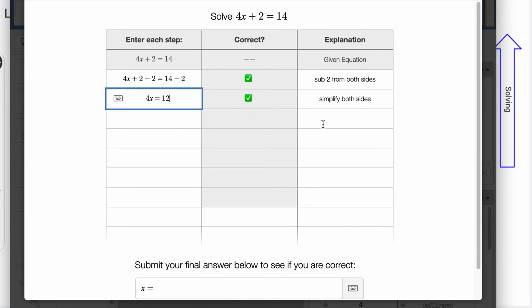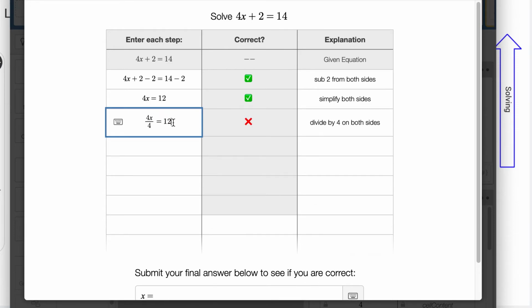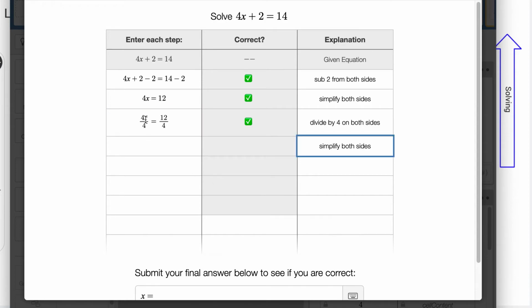I have to get rid of this times 4, and the way I'm going to do that is to divide by 4 on both sides. So I find it easier to just copy and paste it and then do whatever I said I was going to do. So I'm going to hit divide by 4 on the left, divide by 4 on the right. Lastly, I'm going to simplify both sides. Times 4 divided by 4 cancels, so I have x equals 3.